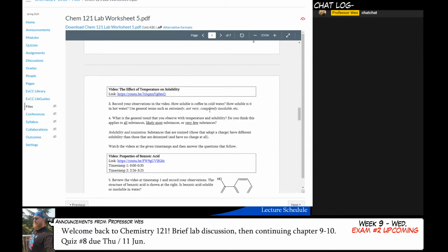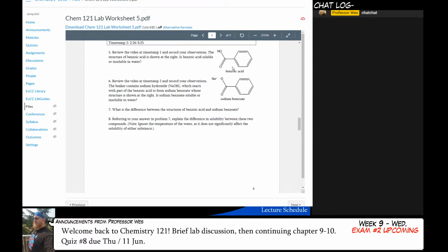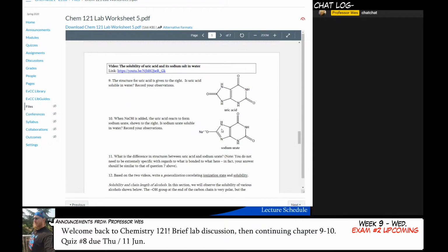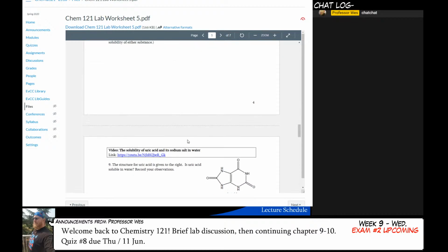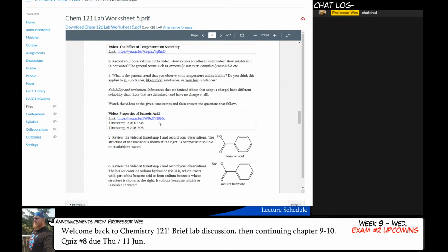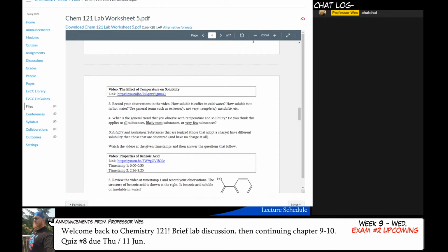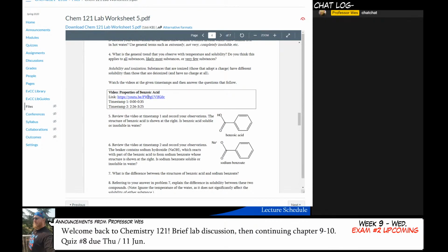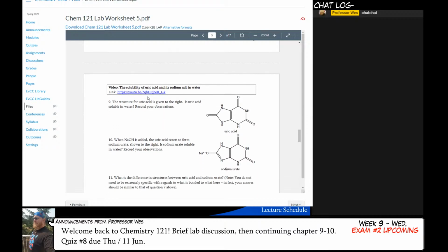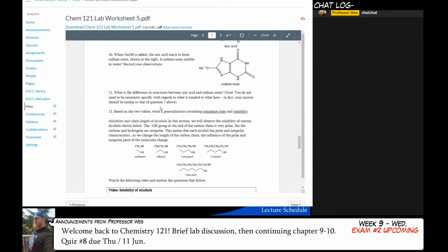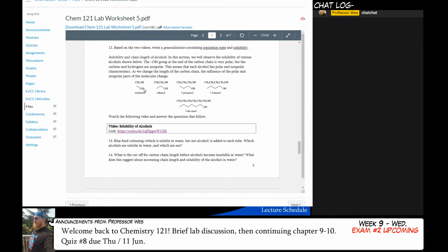And what this worksheet is going to have you do is compare different structures and their solubility based on a bunch of videos I found on YouTube. So you're going to look at temperature. You're going to look at solubility of ionization. You're going to look at, this is more ionization basically. And then you're going to look at different molecules and how soluble they are. So I have a video that shows all of these things mixed with water.